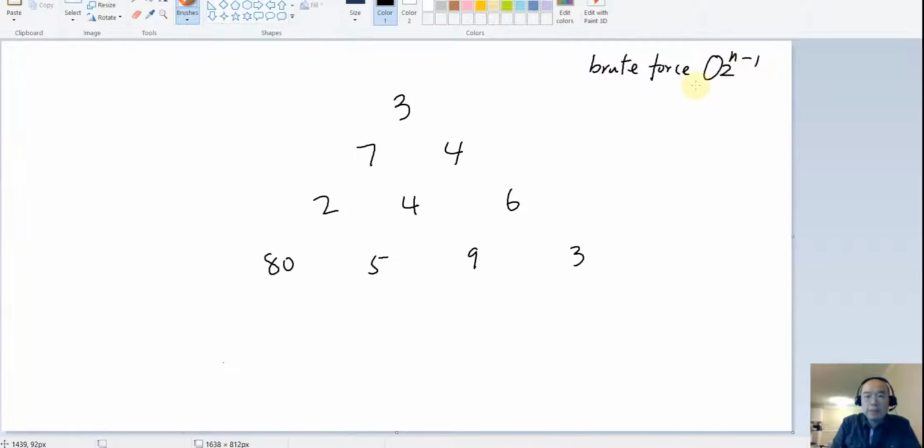Okay, and this time complexity is way too high. If we want to do the greedy, then the greedy will give us O(n), where n is the height of the pyramid. So n is not how many numbers we have, n is the height of the pyramid. For the greedy algorithm, the problem is that it doesn't really give us the right result, especially since we have the 80 here.